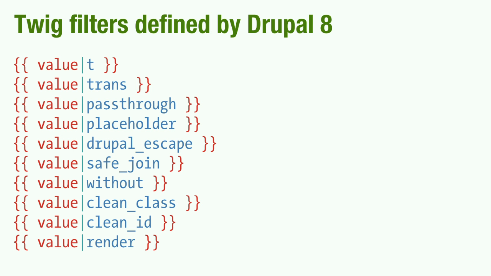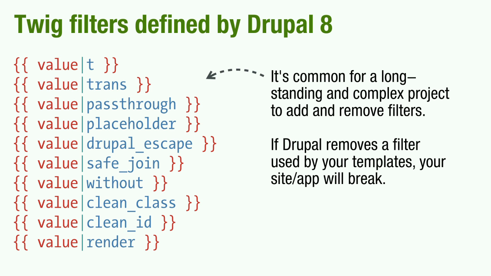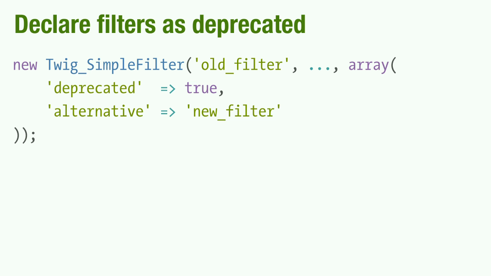Okay, so those are the filters defined by Drupal 8 by default. And of course, Drupal will add some more over time. And it could be the case that at some point, some of those could be deprecated. For instance, the drupal_escape, I would really like to remove that one and just use the standard escaping mechanism from Twig. We don't know. Right now it exists, but perhaps in the next major version, it's not going to exist anymore. In Twig, we have a mechanism to actually declare that a filter is deprecated, like this. We say here we have an old filter that is deprecated, and the new one is that new filter, right?